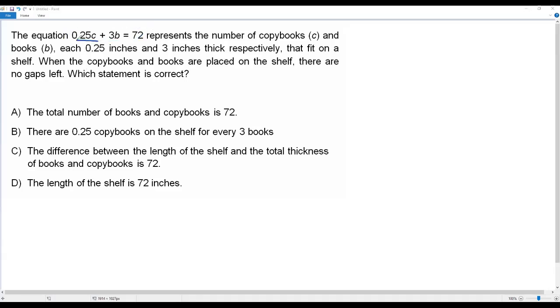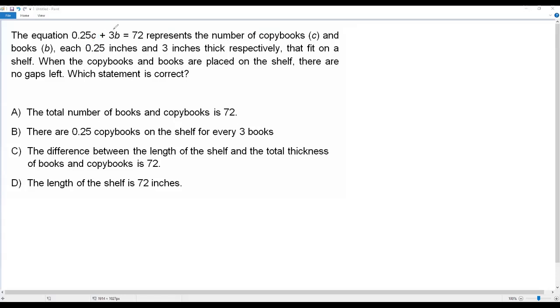So, let me consider the equation we have over here. In this equation, the question says 0.25 is the thickness of each copybook, and this 3 is the thickness of each book. We have 0.25 inches thickness for one copybook and 3 inches thickness for one book. When the thickness of one copybook is multiplied by C, where C represents the number of copybooks, then this expression, 0.25C, gives the total thickness of C copybooks.